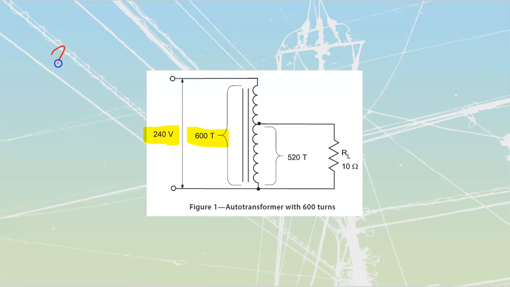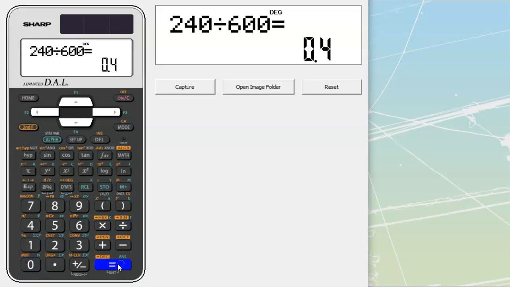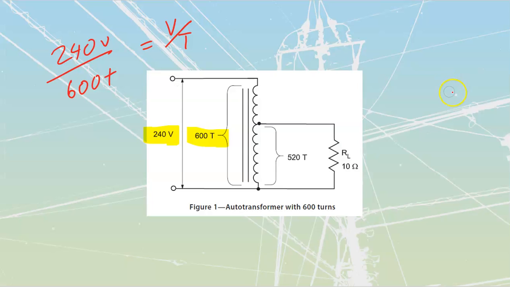We see we have 240 volts over top of 600 turns over here. This is going to be my volts per turn. We'll plug that in there. 240 divided by 600 equals a value of 0.4. In other words, for every single one of those turns, I'm going to have 0.4 of a volt across that.